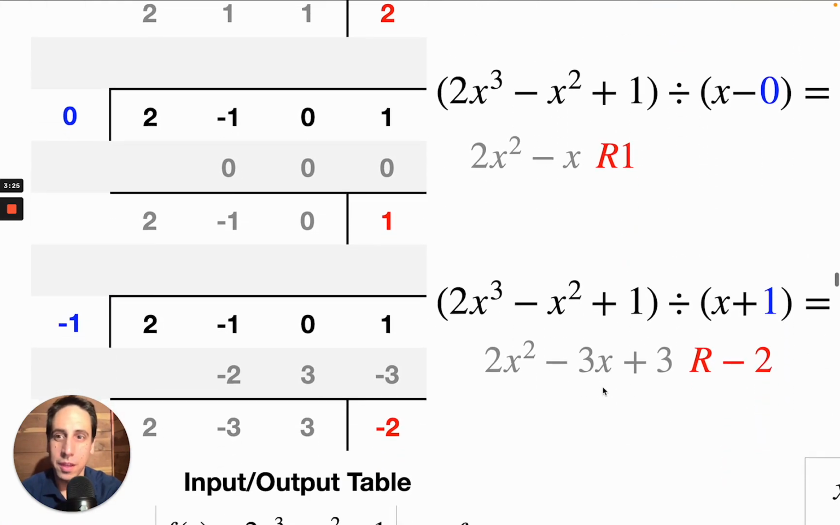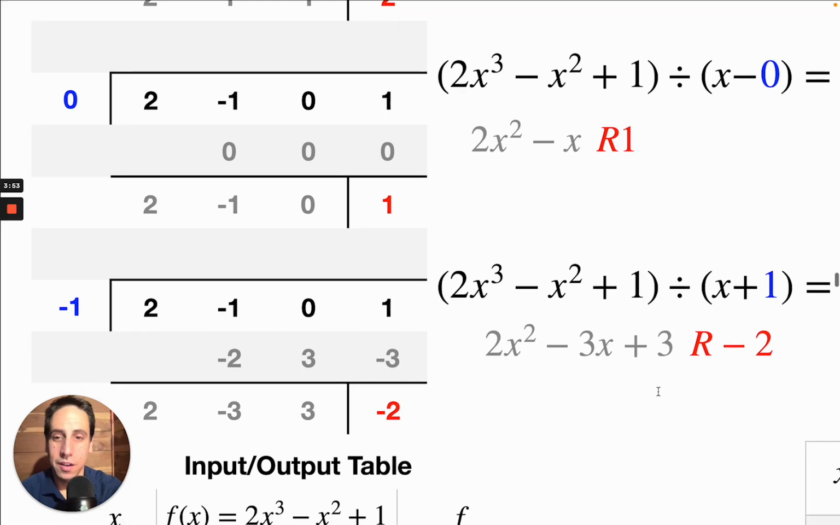Let's switch it up and make it -1. Okay, so the blue divisor is -1, and this becomes x plus 1. Bring down 2, multiply by -1 is -2, plus -1 is -3, times -1 is 3, plus 0 is 3, times -1 is -3, plus 1 is red remainder -2. That translates to the polynomial 2x squared minus 3x plus 3, with a red remainder of -2. There it is.